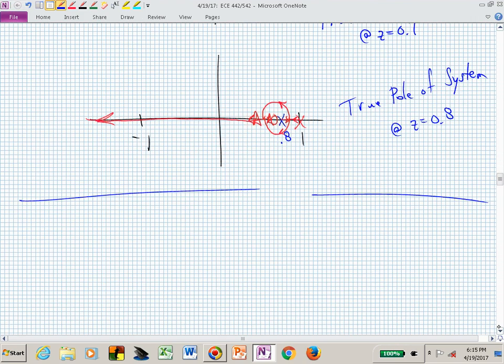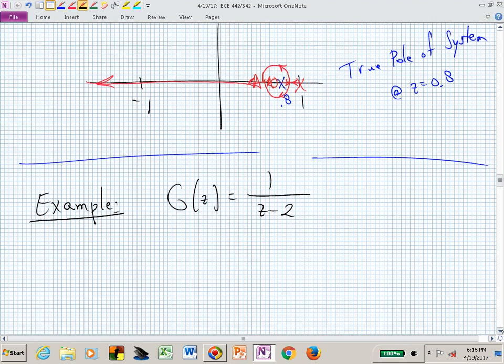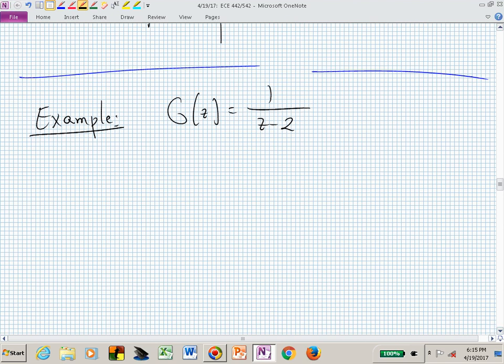All right, that was a PI controller. Let's look at another system. Suppose now that you're given a system that is 1 over z minus 2. What can you do with this guy? Is it stable, open loop? No. You have a pole at 2. So you have to do something.